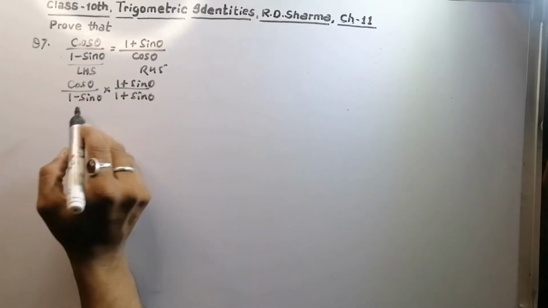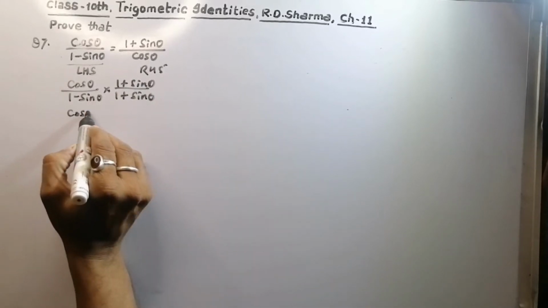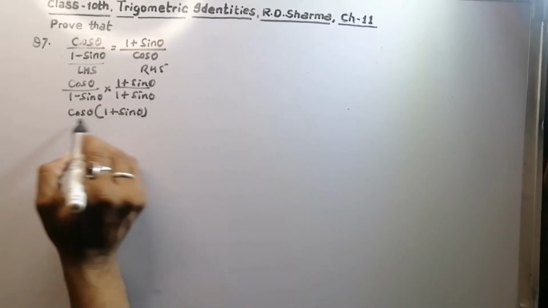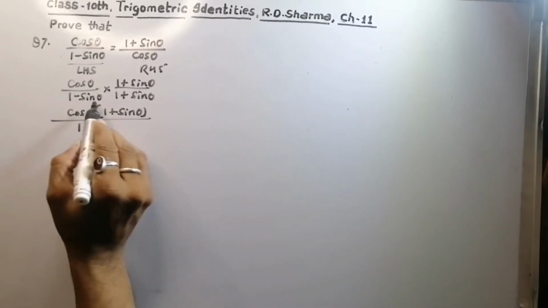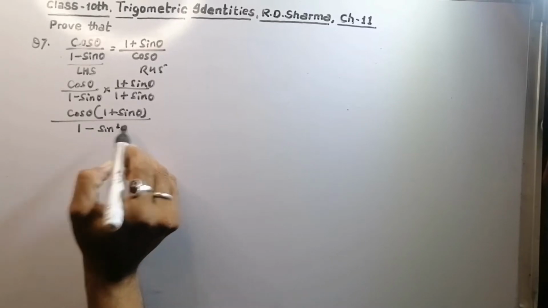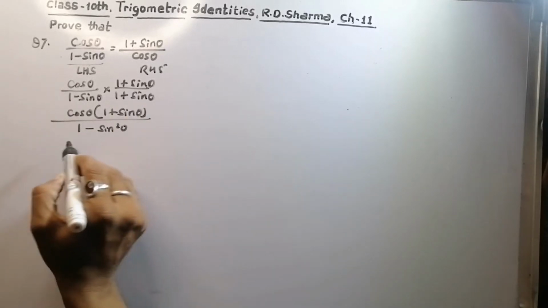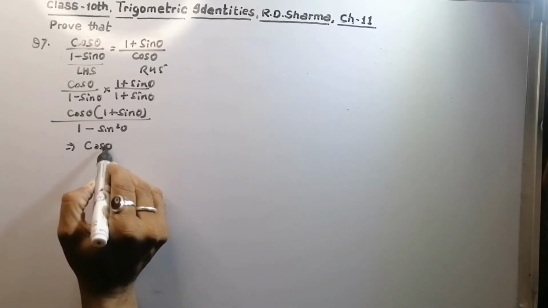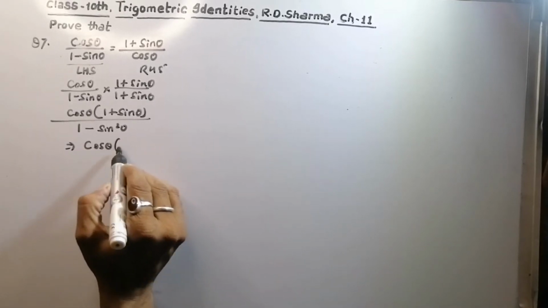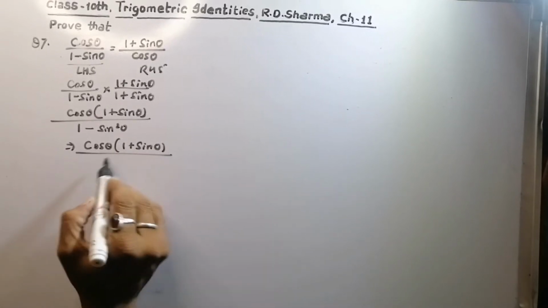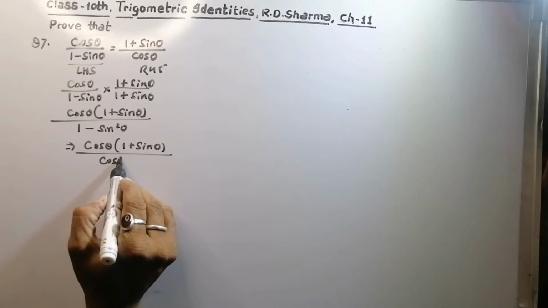So now it becomes cos theta in bracket 1 plus sin theta, and 1 minus sin theta into 1 plus sin theta is equal to 1 minus sin square theta. We can again write cos theta in bracket 1 plus sin theta, and in place of 1 minus sin square theta we can write cos square theta.